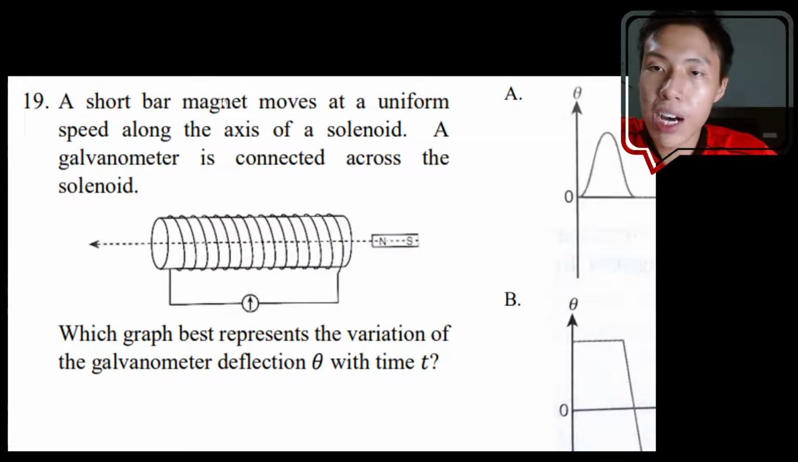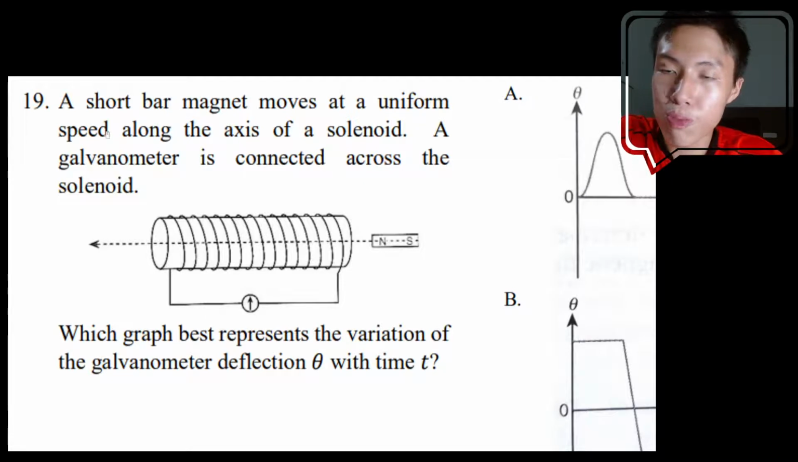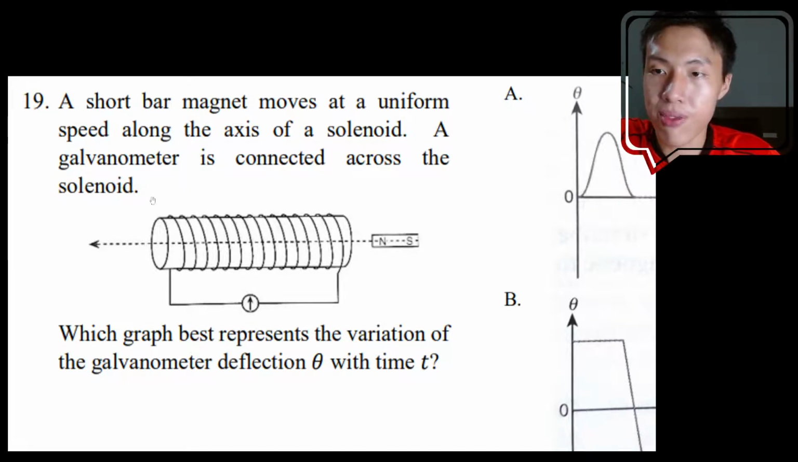A short bar magnet moves at a uniform speed along the axis of the solenoid. So this is a solenoid here, and you have a bar magnet that is moving to the left, from right to left. A galvanometer is connected across the solenoid. So this is a galvanometer.